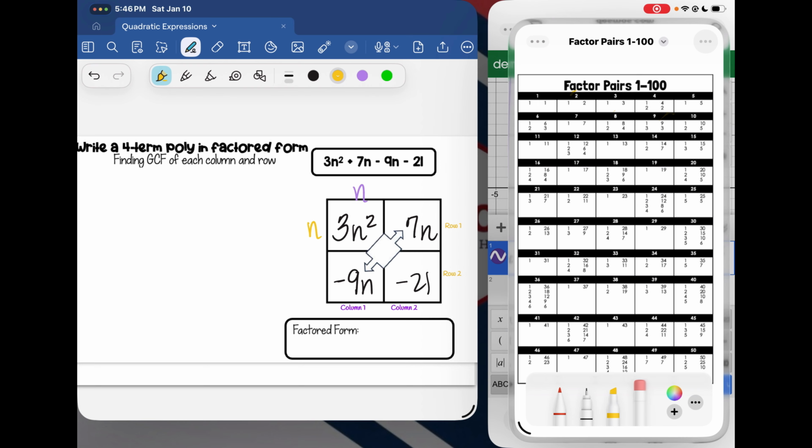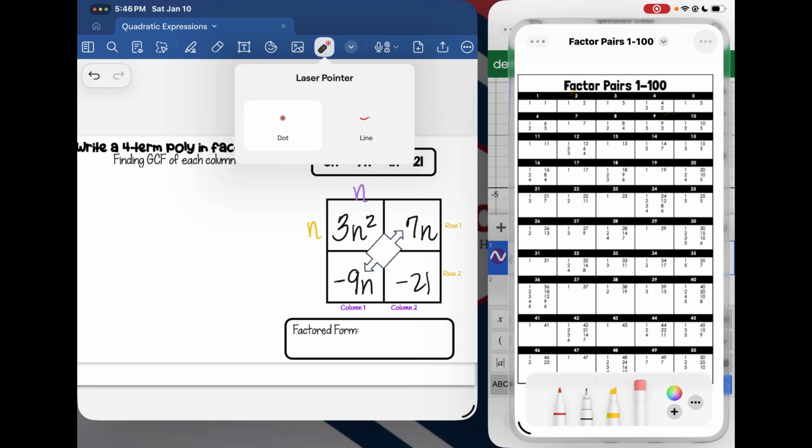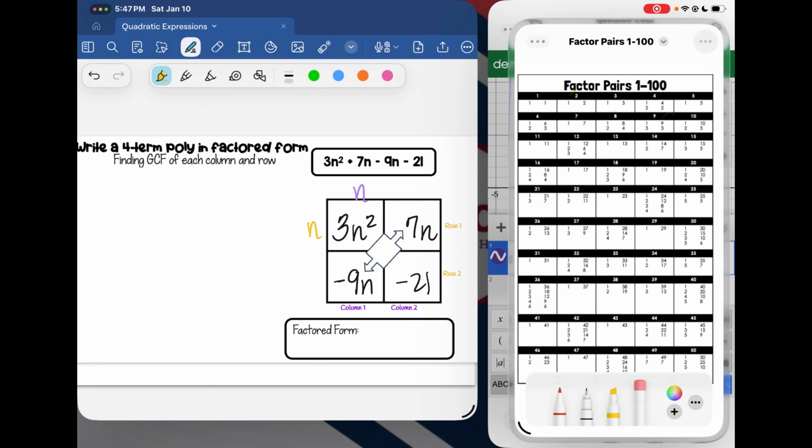All right. Now, we can look at the rows or we can look at the columns. So, let's do the column, which means I am looking at this column right here. So, my coefficients for this column would be 3 and negative 9. So, 3 and 9. So, I come over to my factor pair list and I find 3 and I find 9. And I say, hey, what's the biggest number that they both got on the list? And it will be 3. So, therefore, at the top of this column, I can write out a 3.